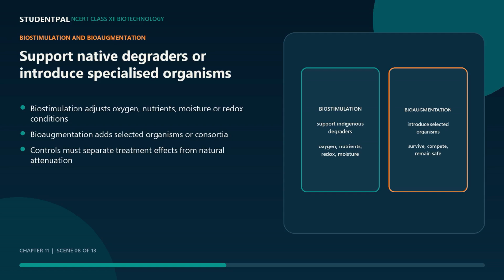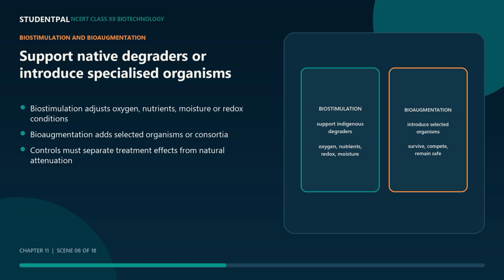Biostimulation improves conditions for indigenous microorganisms already capable of useful transformation. Oxygen, an alternative electron acceptor, an electron donor, nutrients, moisture, or pH may be adjusted after site characterization identifies the limitation. Bioaugmentation introduces a selected strain or consortium with a desired pathway. Introduced organisms must survive, reach the pollutant, compete with the native community, and remain environmentally safe. They may fail if site conditions are unsuitable or the contaminant is inaccessible.